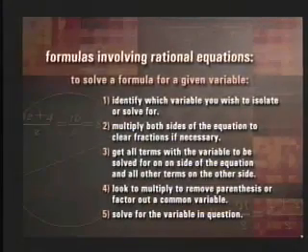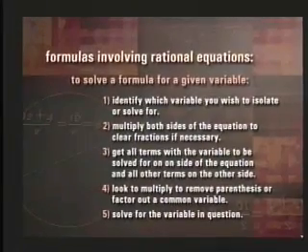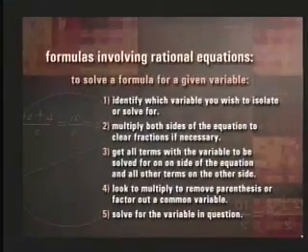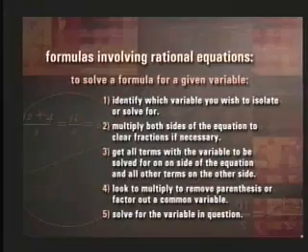2, multiply both sides of the equation to clear fractions if you have them, if necessary. And since we're discussing rational equations, you most likely will have some formulas with fractions. 3, get all terms with the variable to be solved for on one side of the equation and all other terms on the other side. And step 4, look to multiply to remove parentheses or factor out a common variable. And if you remember in that last episode, we did have one that we had to factor in order to solve. And step 5, solve for that variable in question.